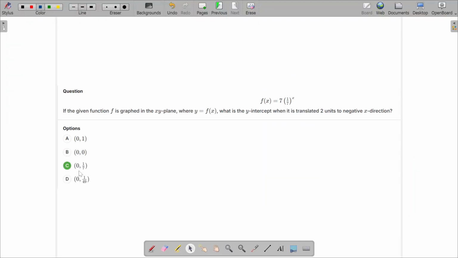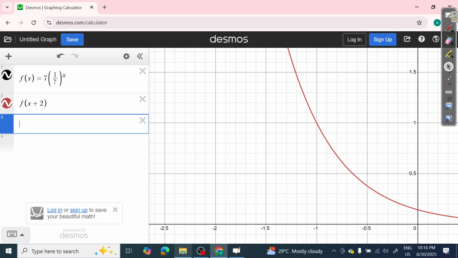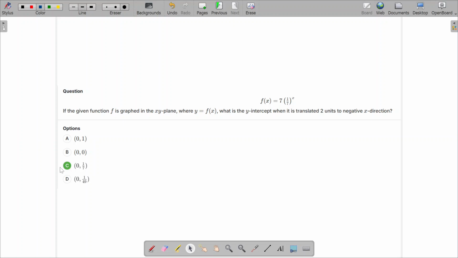Let me see. Yes. Now the question is that your answer is in fraction. So you will check what 1 by 7 will give you. I'll simply write 1 by 7 and it'll automatically get converted into decimals, and I'll compare it with the y-intercept. Is it 0.14286? Yes. If you round off this number, you will get the same. So that's why option C is the right answer. I hope you get it.